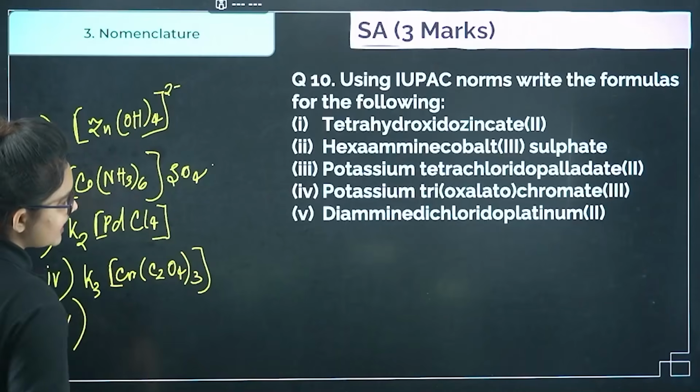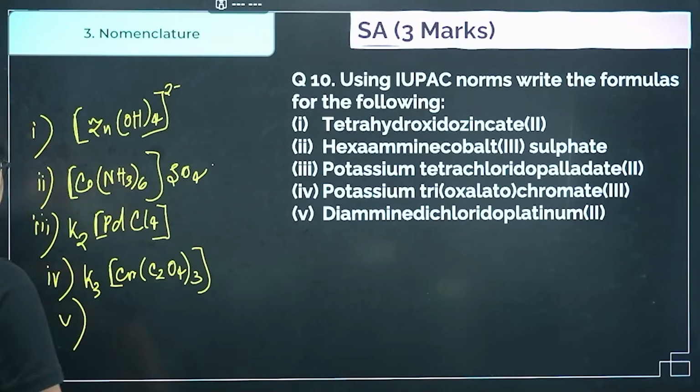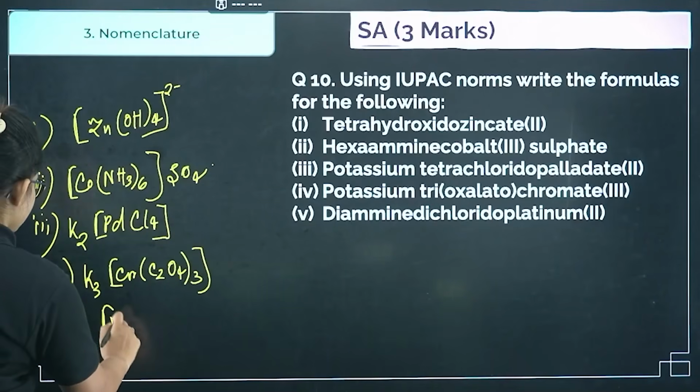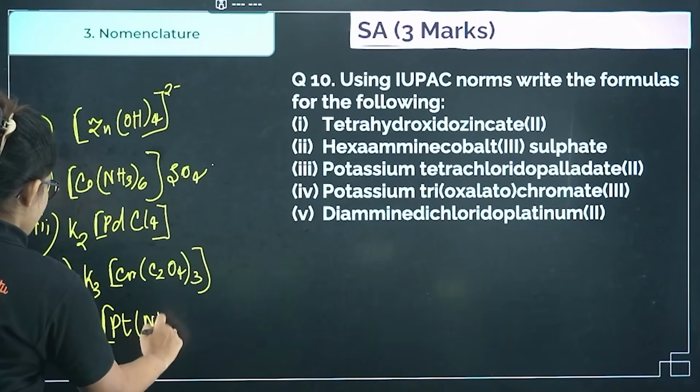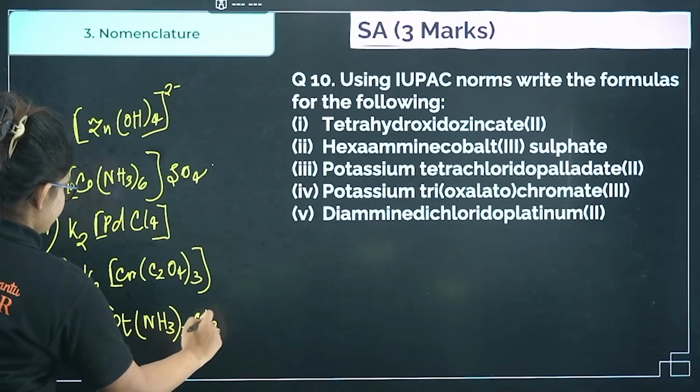Fifth, diamminedichloridoplatinum(II). So platinum, then diammine, dichloride.